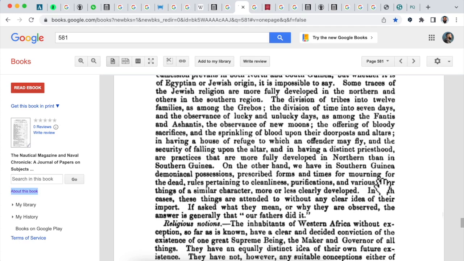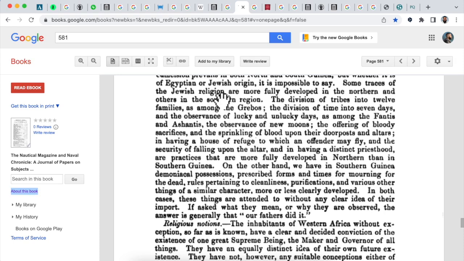On the other hand, we have in southern Guinea, demoniacal possessions, prescribed forms and times for mourning for the dead, rules pertaining to cleanliness, purifications, and various other things of a similar character, more or less clearly developed. In both cases, these are things attended to without any clear idea of their import. If asked what they mean or why they observed, the answer is generally that our fathers did it. So their fathers did all these things. These customs were passed down to them. They were Jews.